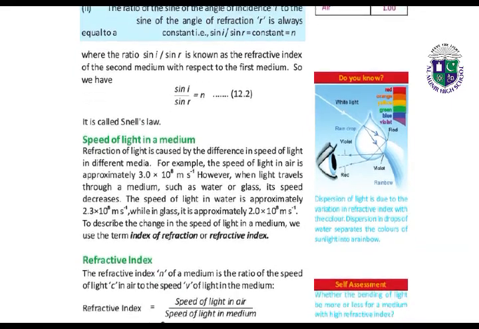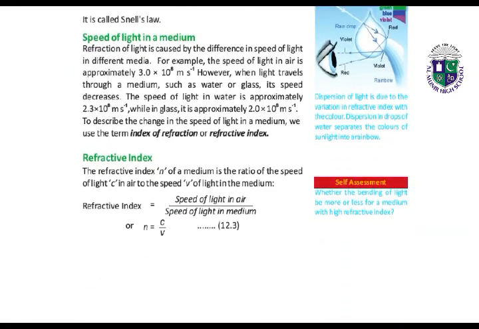Can we measure the speed of light in a medium? Refraction of light is caused by the difference in speed of light in different media. For example, the speed of light in air is approximately 3.0 × 10^8 meters per second. However, when light travels through a medium such as water or glass, its speed decreases. The speed of light in water is approximately 2.3 × 10^8, which is less than air, while in glass it is approximately 2.0 × 10^8 meters per second.